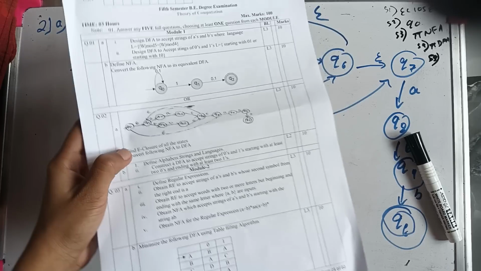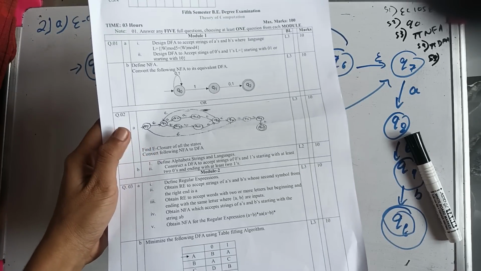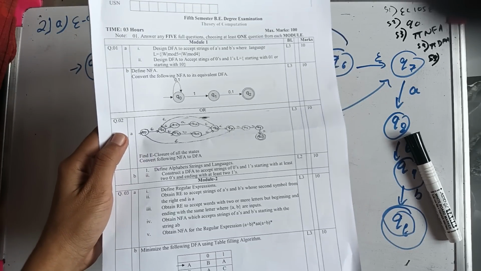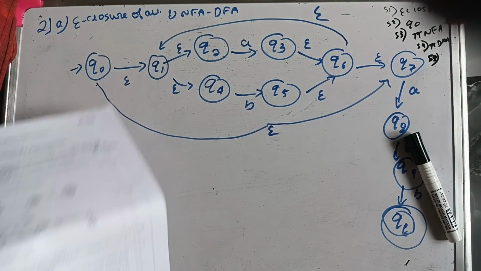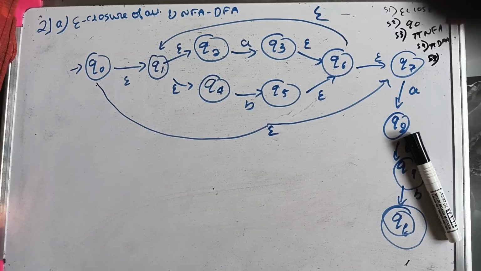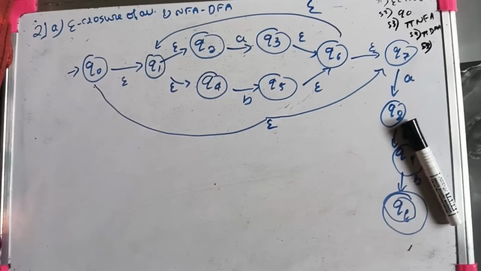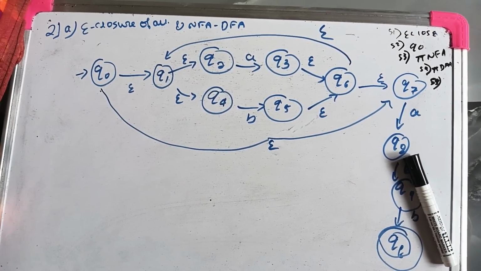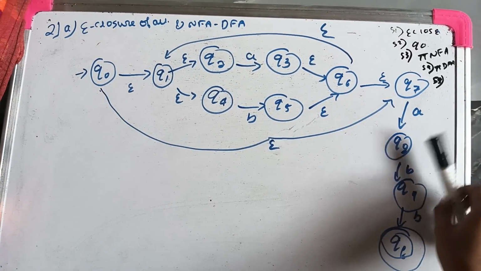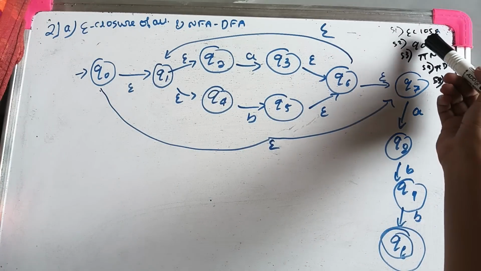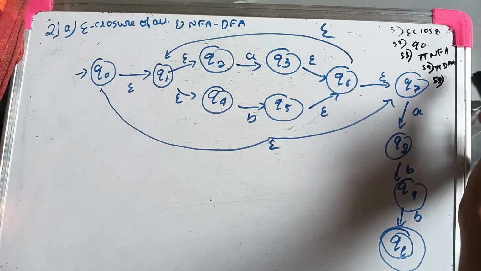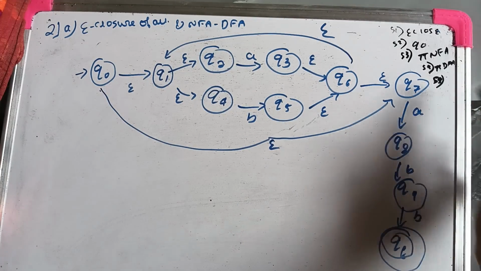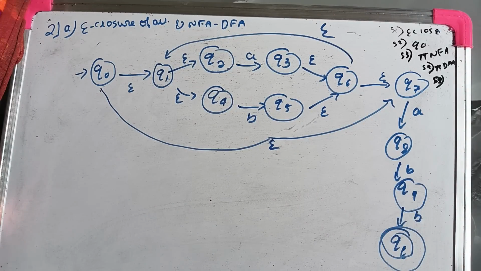Next one, 2a: find the e-closure of all the states and convert the following NFA to DFA. So this question is from epsilon NFA to DFA. To solve this type of problem, there are 5 steps we need to follow. First, we need to find the e-closure of all states. Then, what is the initial state? Next, write the NFA transition table, and next the DFA transition table, and finally we need to draw the DFA, okay.